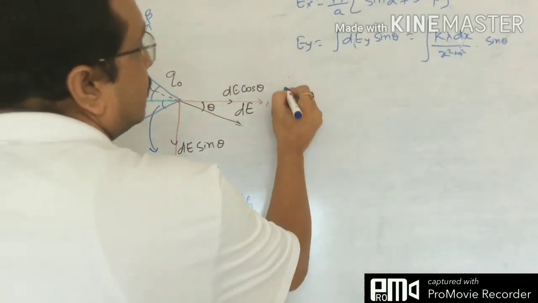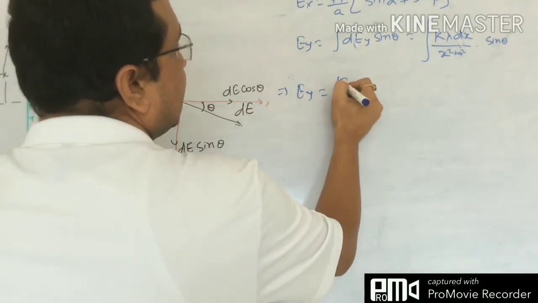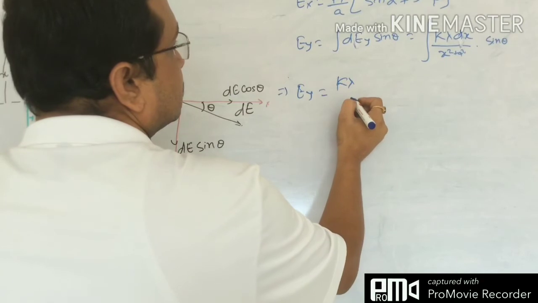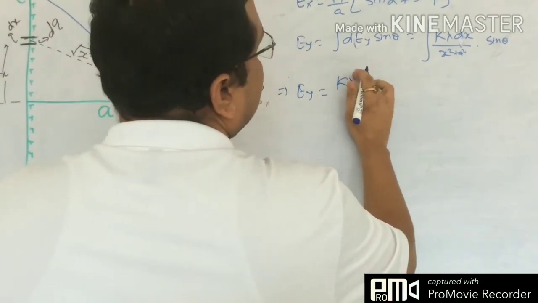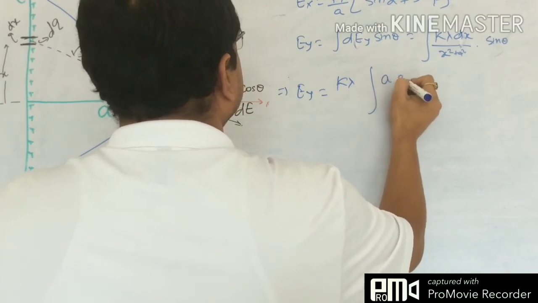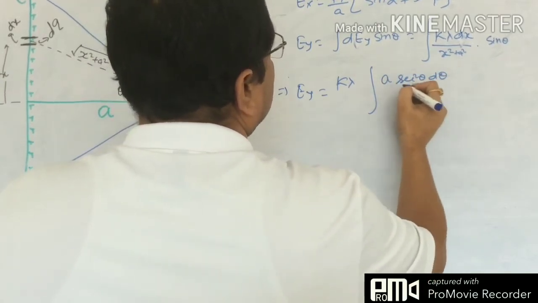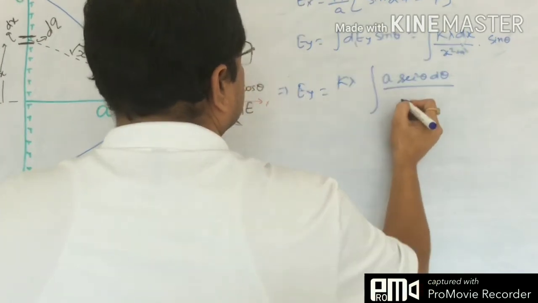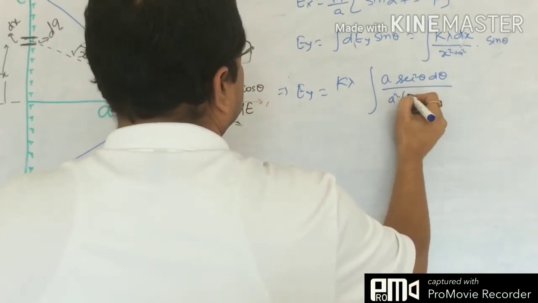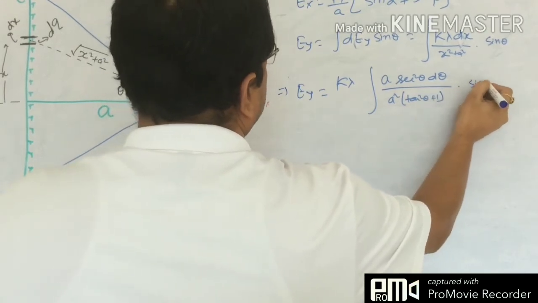So now see, we have seen it. Ey equals k lambda integration of dx, where dx equals a sec square theta d theta, by x square plus a square, which means a square common, tan square theta plus 1, that is sec square theta, into sin theta.